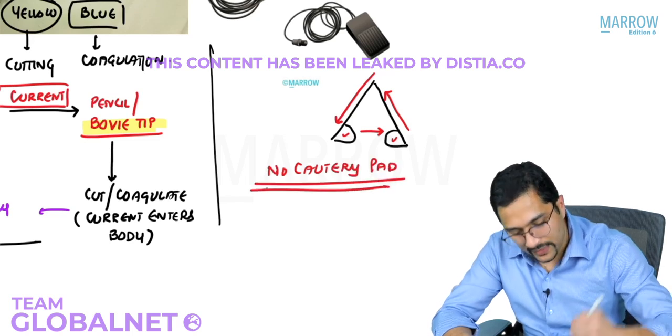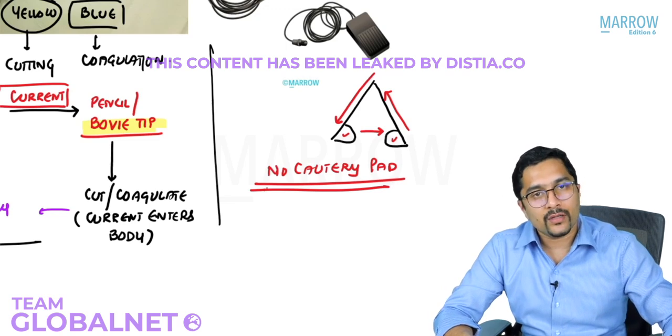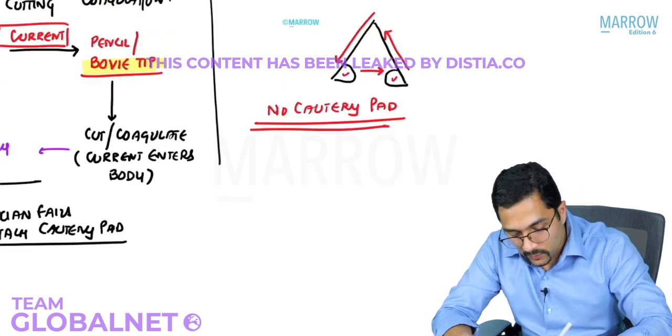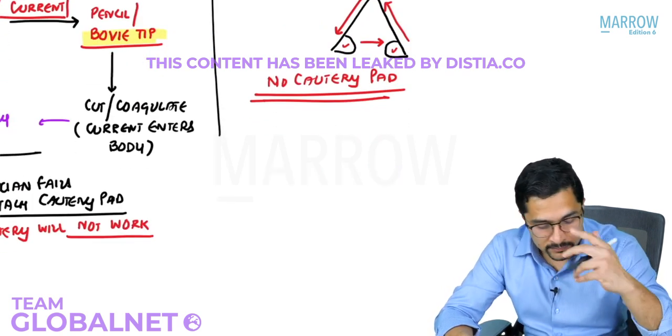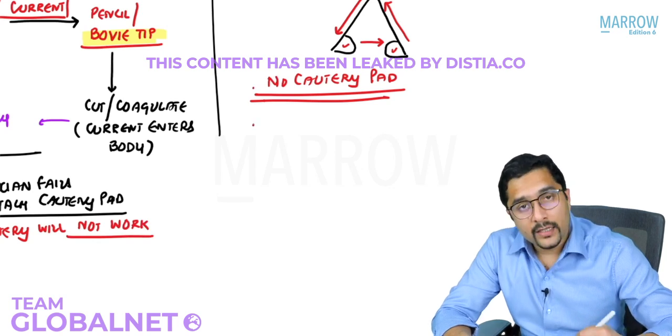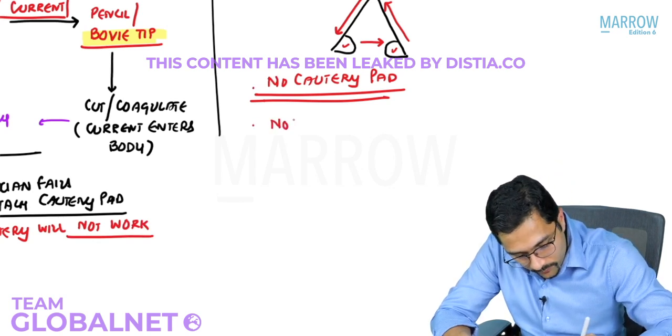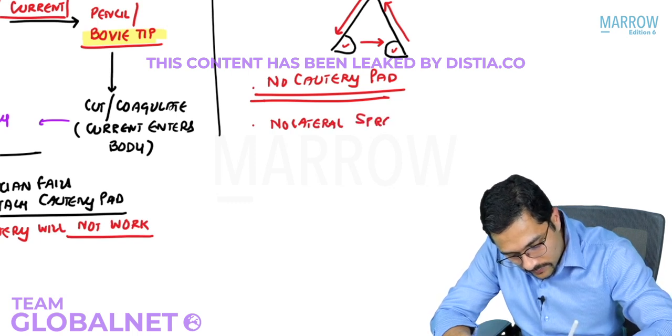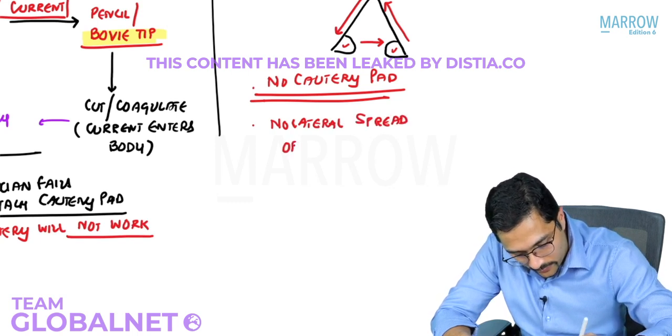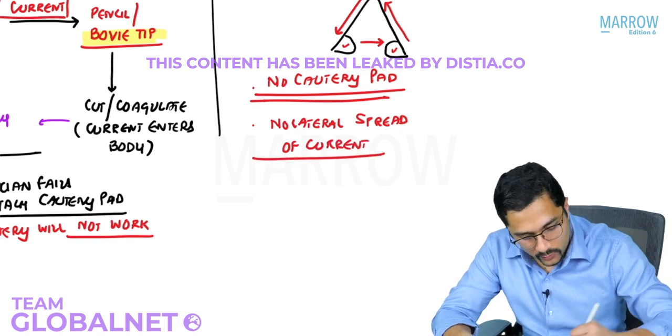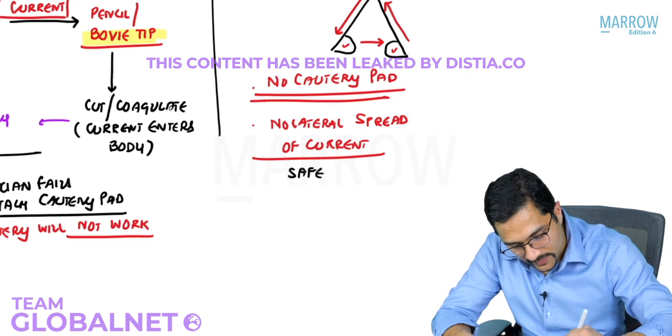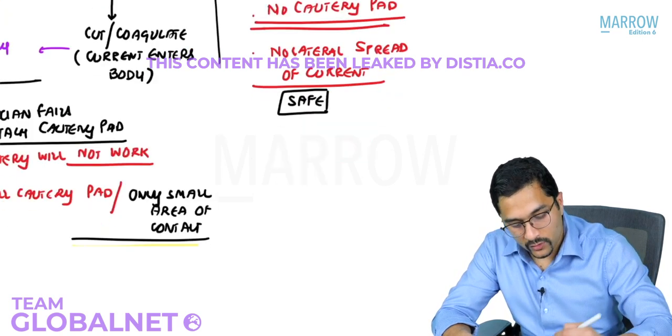No cautery pad is required in a bipolar cautery. Okay, so that is one big advantage. You don't need that. And in bipolar cautery, there is no lateral spread of current, right? There is no lateral spread of current like in monopolar cautery. So this is going to be safe in all the places where monopolar cautery was avoided.